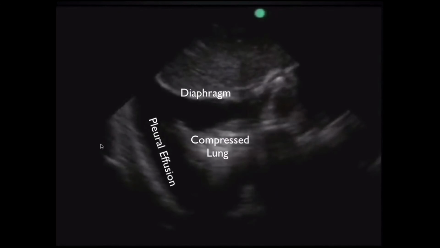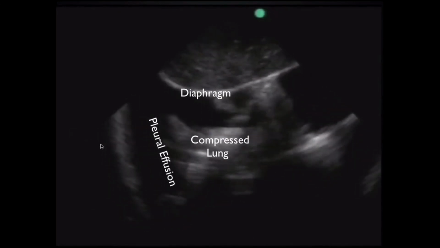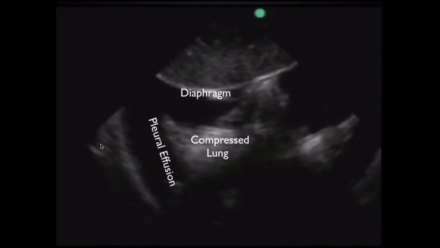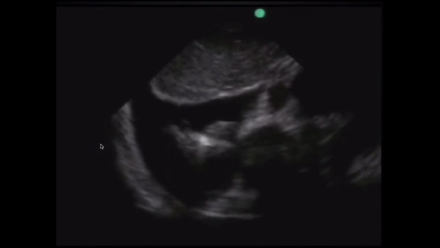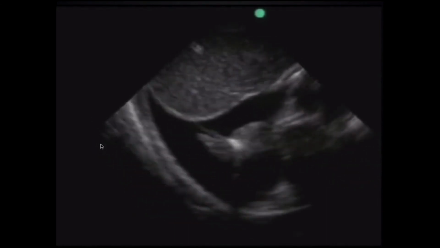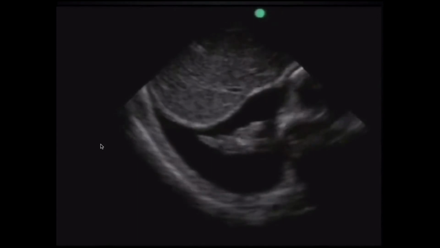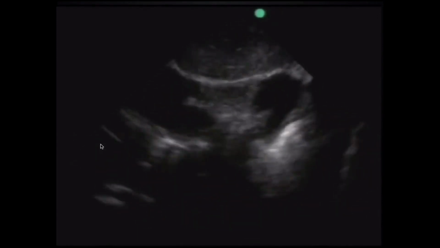So you can see the smooth border of the diaphragm, the smooth border of the pleura, and then you can see the lung that is being compressed by the fluid. It looks like it is floating in the breeze, but really the black is fluid, so it's lungs floating in fluid.